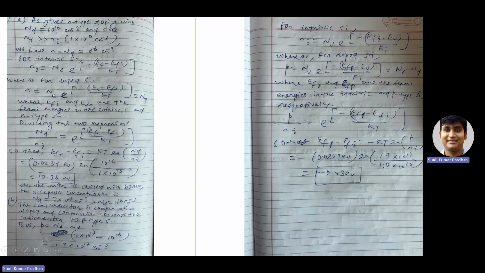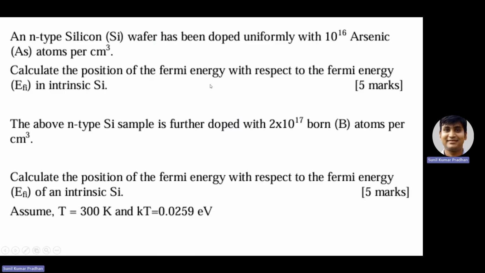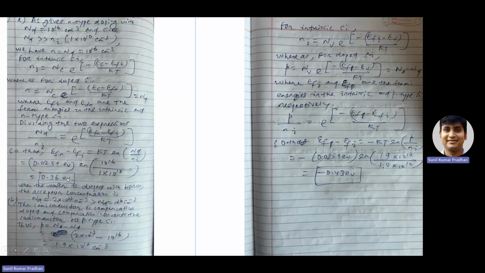Now if we divide these two expressions, we get e to the power (EFn minus EFi) divided by kT equals Nd by Ni. So EFn minus EFi will be kT ln(Nd/Ni). Finally we get 0.36 eV. This is the answer to the first question, the position of Fermi energy with respect to the Fermi energy of intrinsic silicon, which comes to be 0.36 eV.